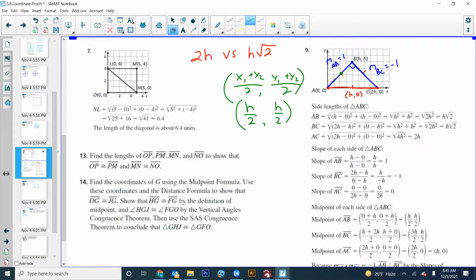That makes sense graphically, doesn't it? If I go over h and up h to get to that point, it makes sense if I go half of h and up half of h, I would have the middle point on that segment between A and B. Right?